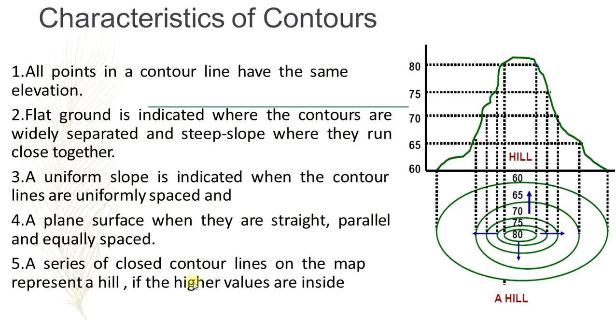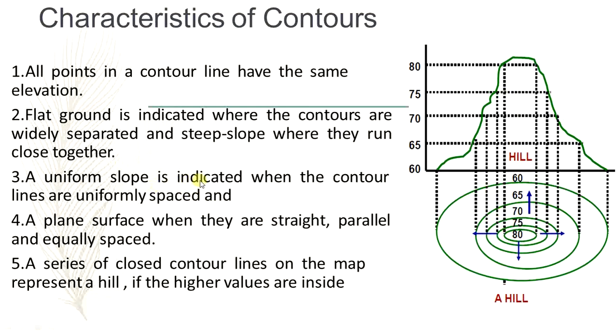Next, characteristics of the contours. All points on a contour line have the same elevation. Flat ground is indicated where the contours are widely separated, and steep slope where they run close together. Here we see that flat ground is indicated where the contours are widely separated, but a steep slope is indicated where they are close together.